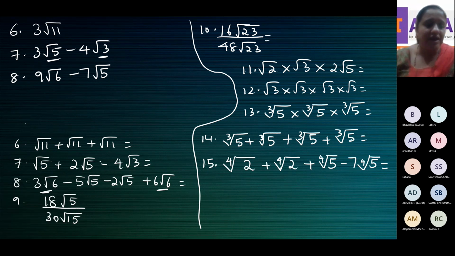9 root 6, and minus 5 root 5 minus 2 root 5 is minus 7 root 5. Now this is root 6, root 5. So that's it. This is the final answer. Very good. 9th one.